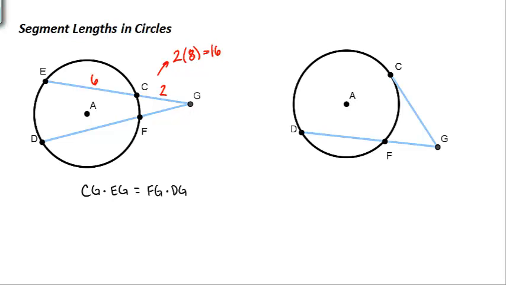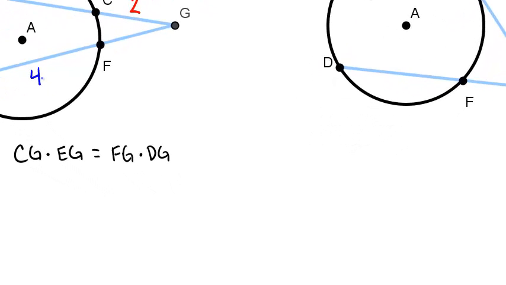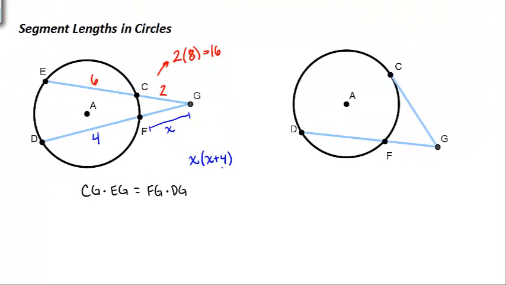So if I were to tell you that, for example, on the other secant chord, we had 4, and this might not be a nice number, we'll find out. We're going to have to try and figure out what F is going to be, FG. So let's call that X. We know that X times X plus 4 should be equal to 16. So again, here's the case where it's X, the exterior, times the entire length, X plus 4.